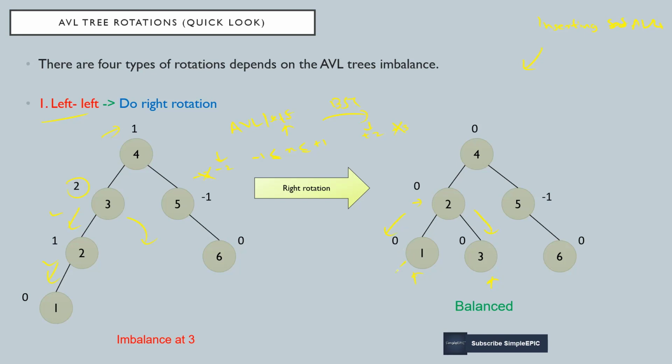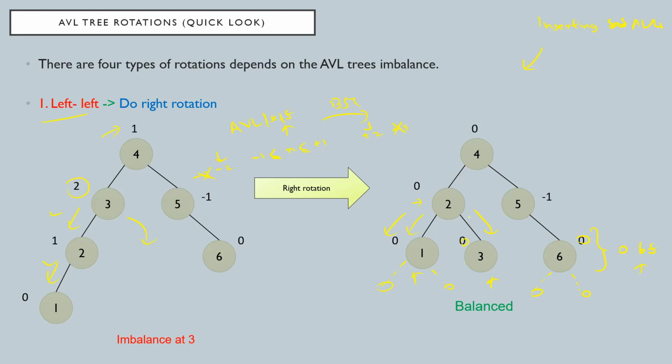So in here, there are no subtrees, so the balance factor is 0. Likewise, this is 0, this is 0 again. So all these leaf nodes have a 0 balance factor. It is a fact, or you can guess that as well, because there is no left subtree and there is no right subtree, which makes the balance factor 0.